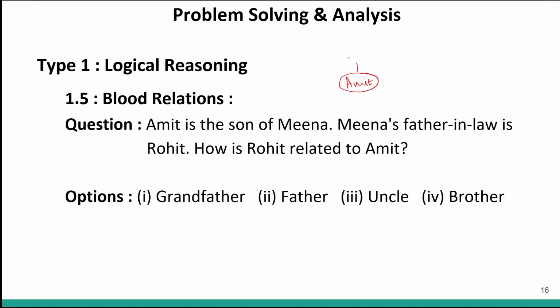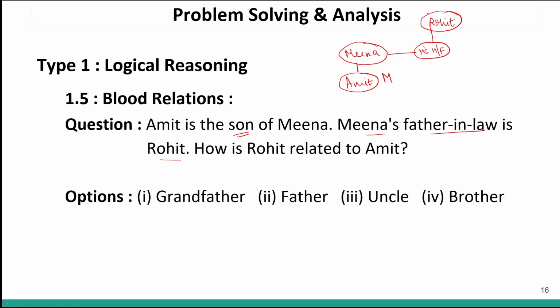He is the son, because son is given, right? So he will be a male of Meena. Meena's gender, we don't know. Meena's father-in-law is Rohit. So Meena will have a husband, right? Meena's husband or wife, we don't know the gender. So Meena's husband or wife, they will have a father called Rohit.